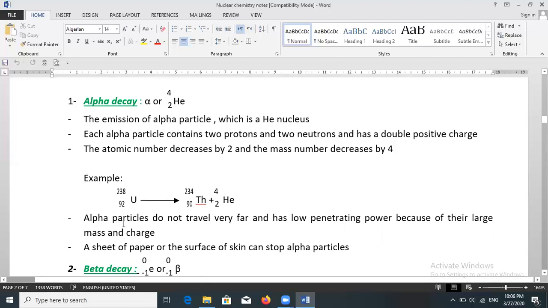Alpha radiation is not dangerous. Why? Because it has low penetrating power. And why does it have low penetrating power? Because it has charge and mass.